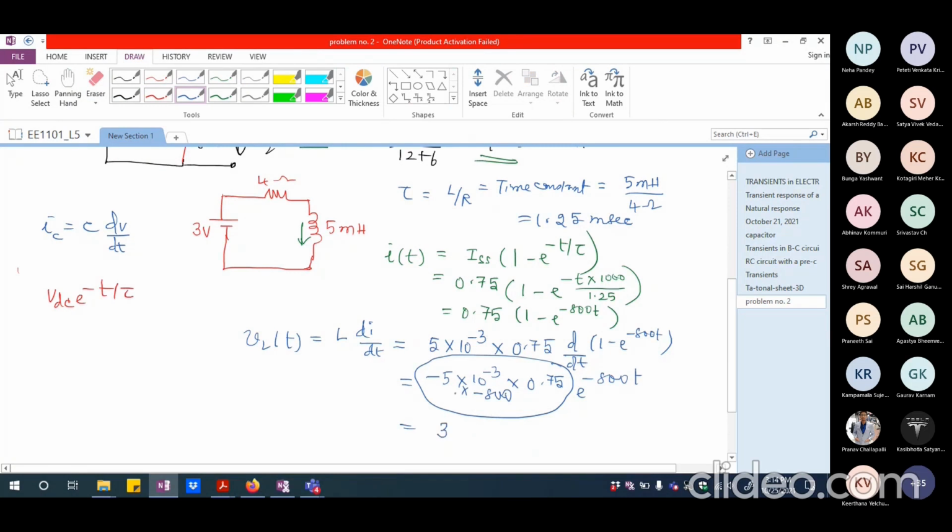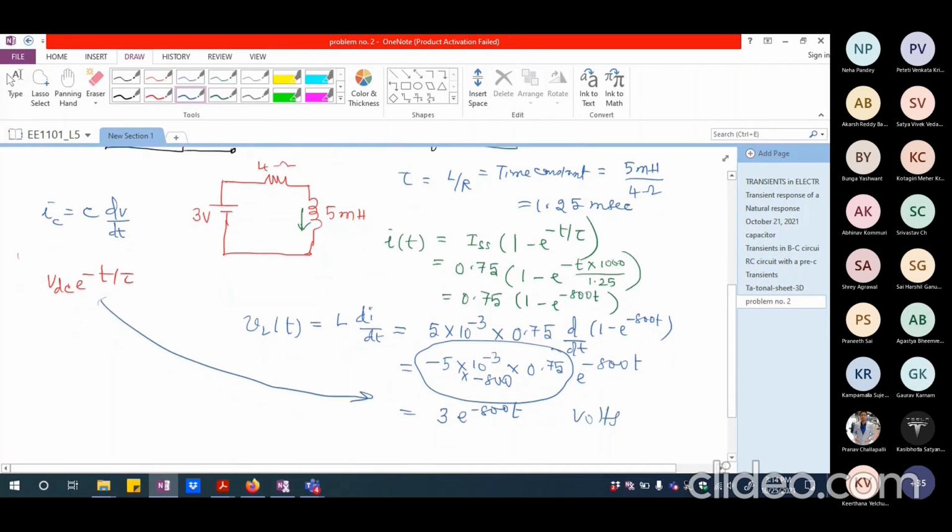So what you say is true. Now this will come out to be 3. This is 5 multiplied by 3 by 4 multiplied by 800 into 1 by 1000, so this will come out to be 3. That is 3 into e power minus 800t. Whoever asked me this question, VDC multiplied by e power minus t by tau, that's what we are getting. So this is the voltage. You can do it from first principles, or if you want to remember this expression and use it, that's also fine.